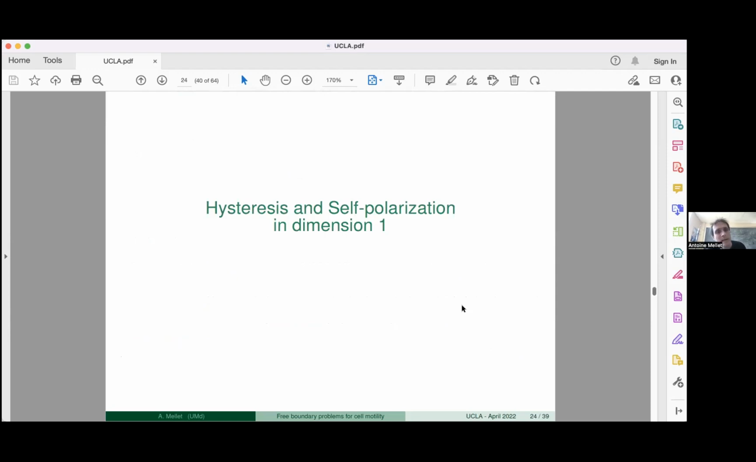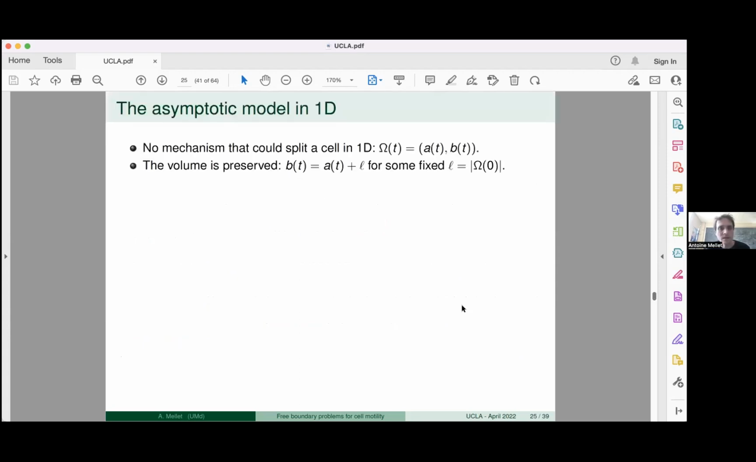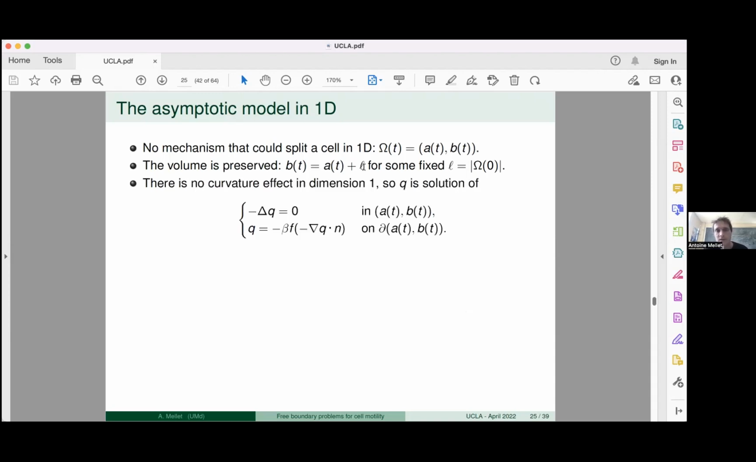So let me now show you a bit what we can say about our system in one dimension, because it's very simple, of course, and it gives us some idea of what we can expect to prove in 2 dimensions, which is the physical case. All right, so in 1D, things are a bit simpler. In 1D, there's no mechanism that can split the cell, so we'll say that omega t is always an interval. And the volume is preserved, so this interval has a fixed length. Also, in 1D, there's no notion of curvature, so the equation is much simpler, and Q should be solution of this problem. There's no more kappa here.